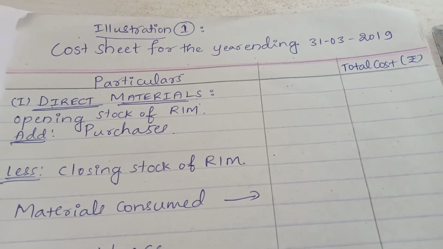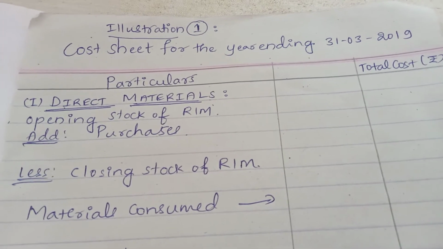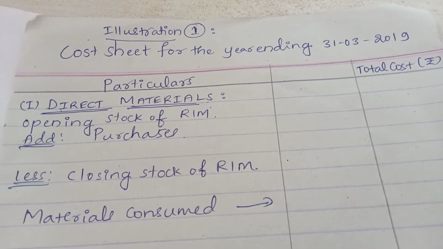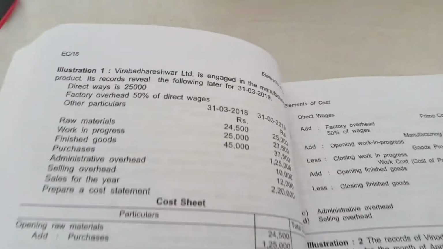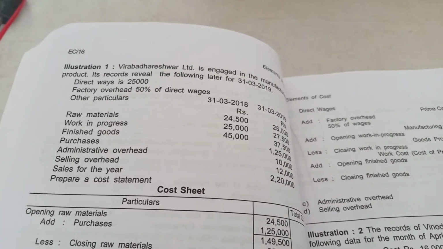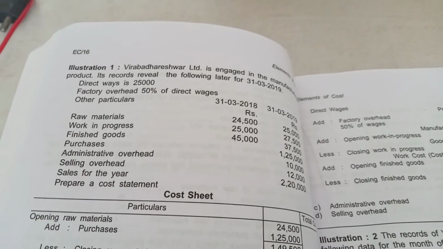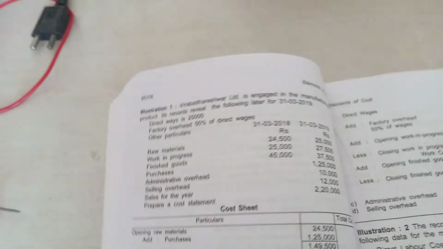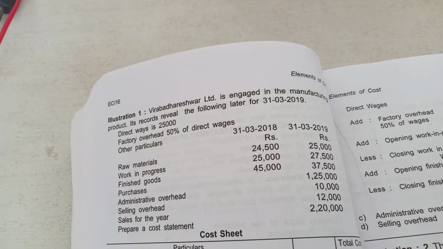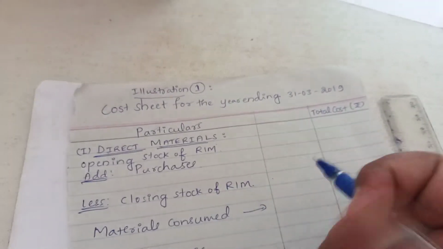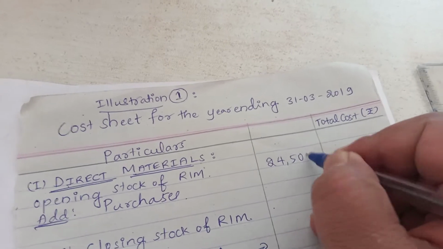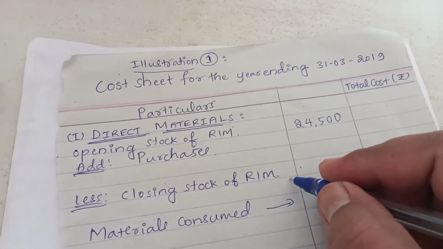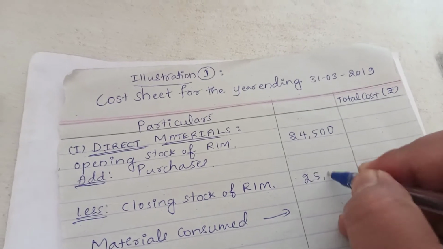Now let us go through the problem. As per our format, we are supposed to consider the opening stock of raw materials. So please go through the format. Where is the opening stock of raw materials? Raw materials 24,500 and 25,000. One is the opening stock of raw materials and the other is the closing stock of raw materials. So here I am going to directly write the opening stock of raw materials as 24,500, and the amount of the closing stock of raw materials is 25,000.